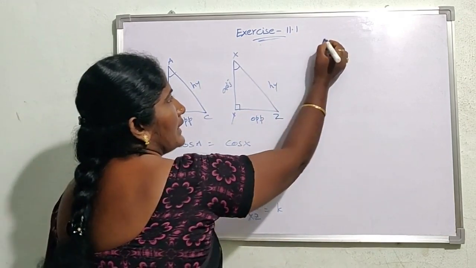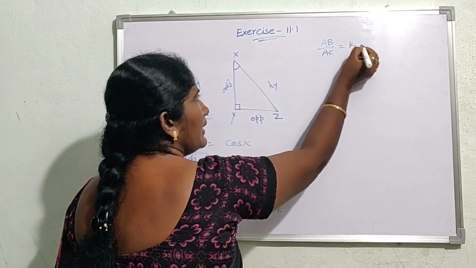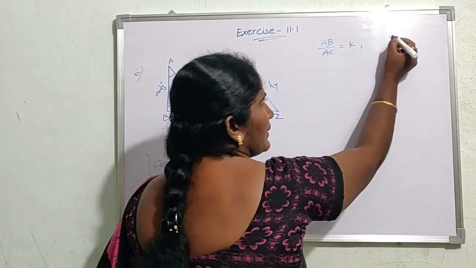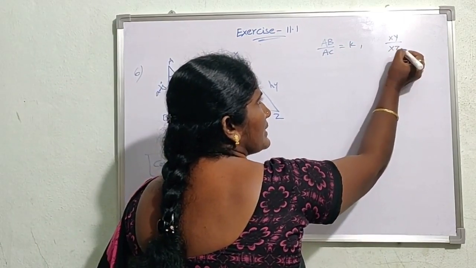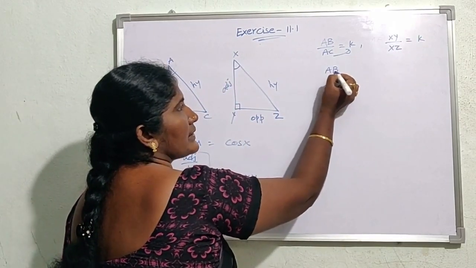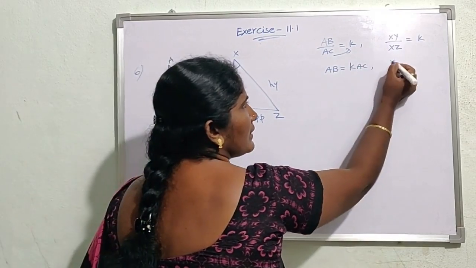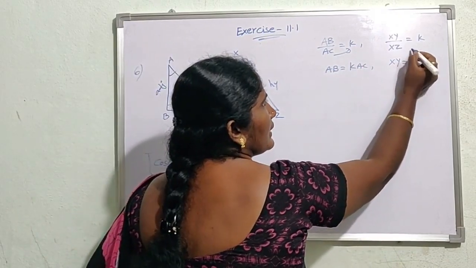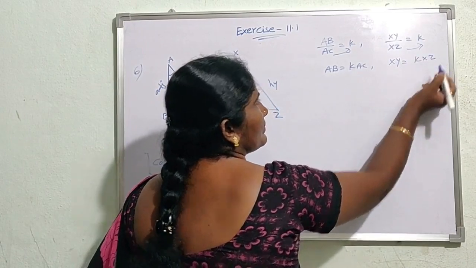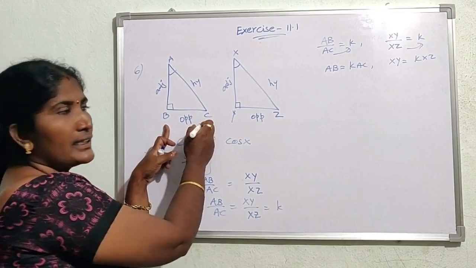Now AB by AC is equal to K, and also XY by XZ is equal to K. From here onwards, AB is equal to K into AC, and here XY is equal to K into XZ. Now how to find out BC here?